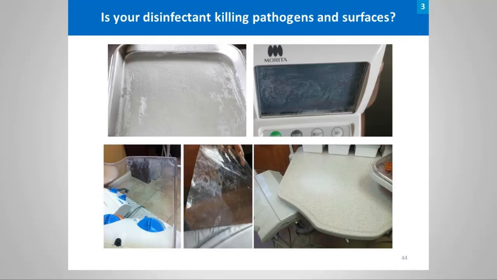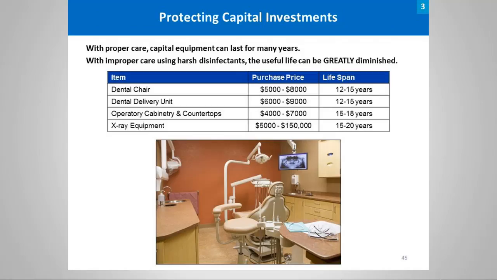The other thing you want to look at is surface compatibility. As you can see here, it's very important to make certain that what you're using is surface compatible. Take a look at some of the costs that we have here. First of all, a dental chair, you're talking $5,000 to $8,000. It should have, well taken care of, a lifespan of 12 to 15 years. Your dental delivery unit, $6,000 to $9,000. Again, 12 to 15 year lifespan.